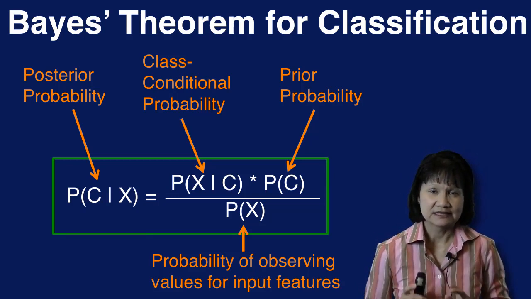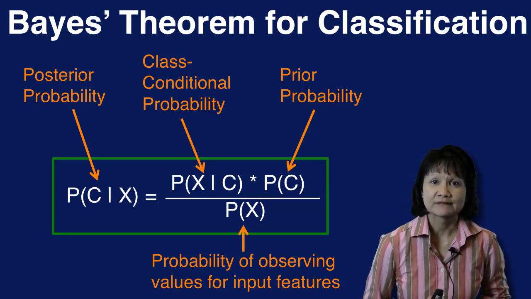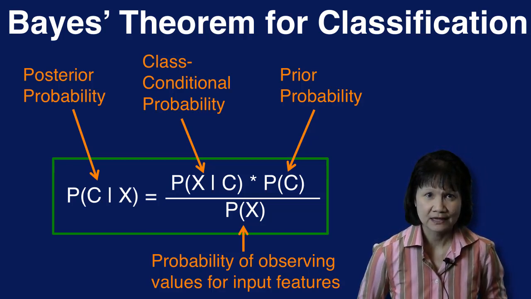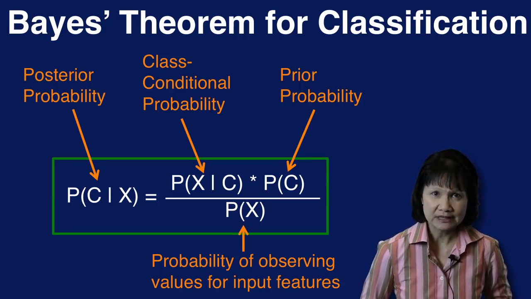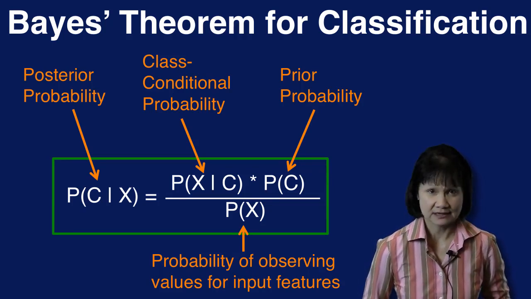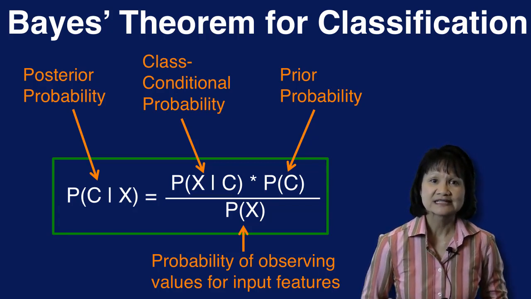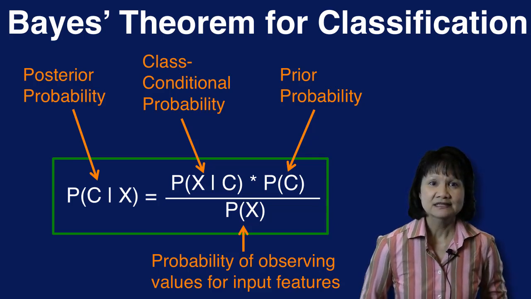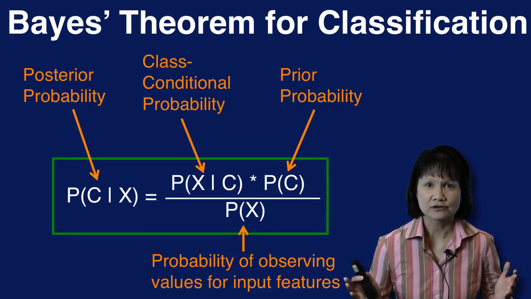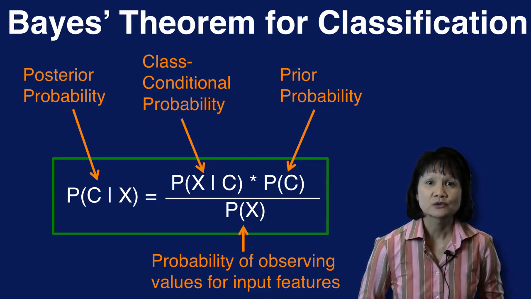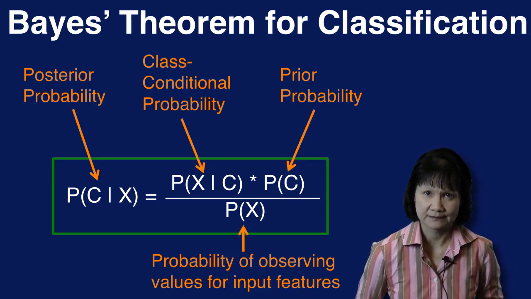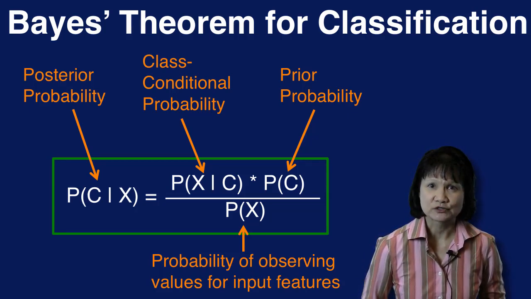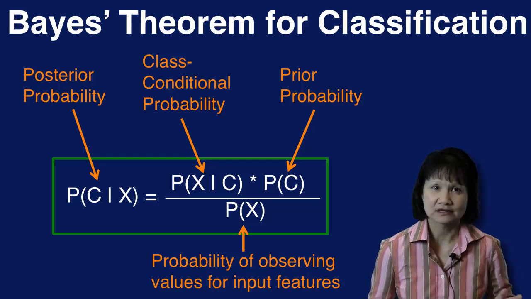Probability of X given C is the probability of observing input features X, given that C is the class label. This is the class conditional probability since it is conditioned on the class. Probability of C is the probability of the class label being C. This is the probability of each class prior to observing any input data, and so is referred to as the prior probability.